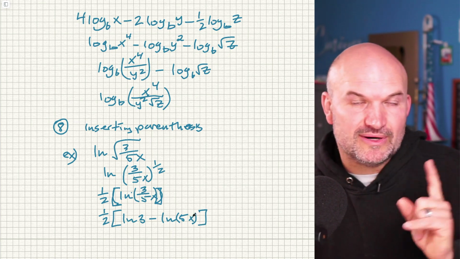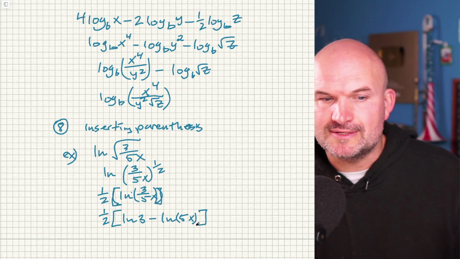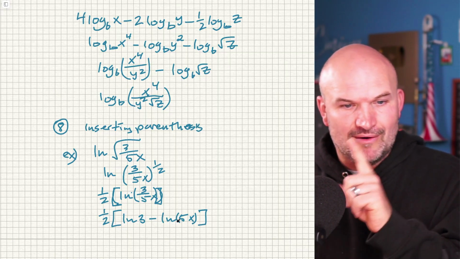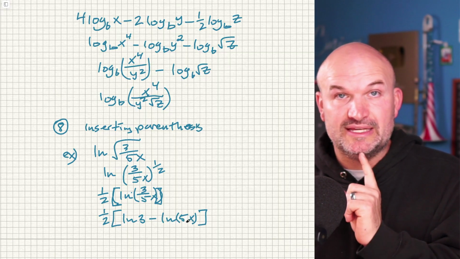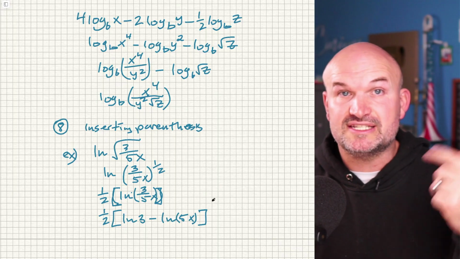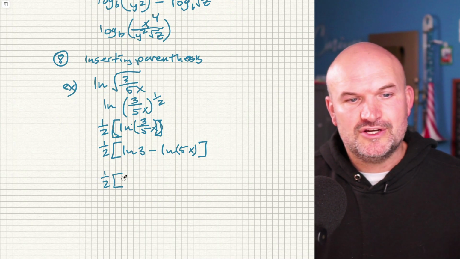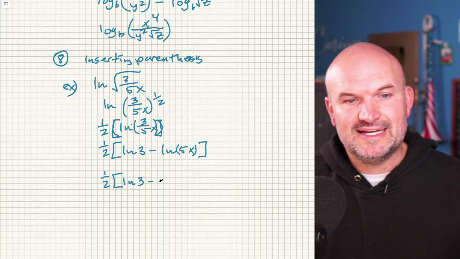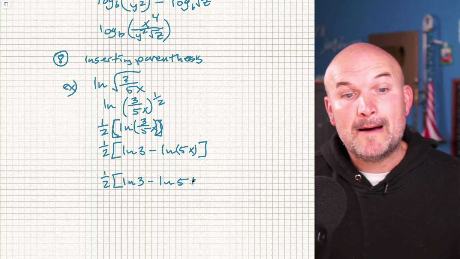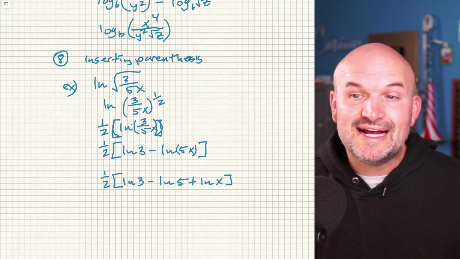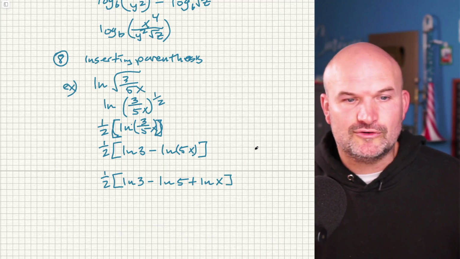Now here is where the parentheses are going to become so important, okay? So what's going to happen here is now I see that I can expand this into the sum of two logarithms. And here's where the mistake happens. So I have the ln of 3 minus the ln of 5 plus the ln of x, okay? Now, if you do not insert parentheses, this is the incorrect statement.